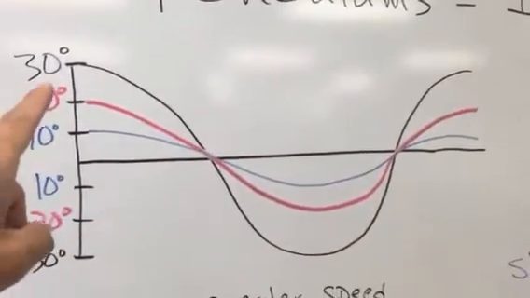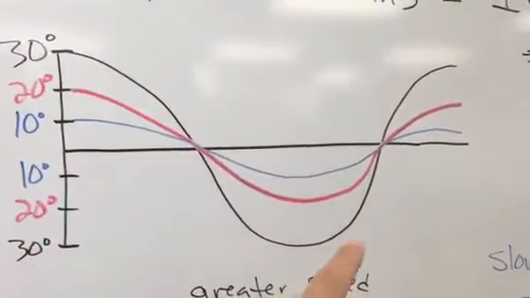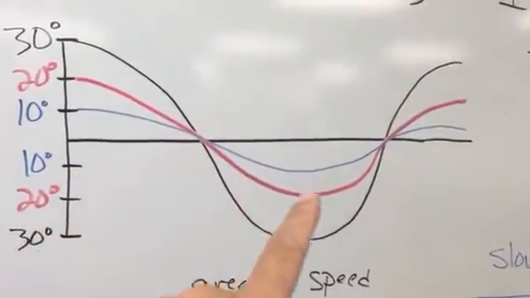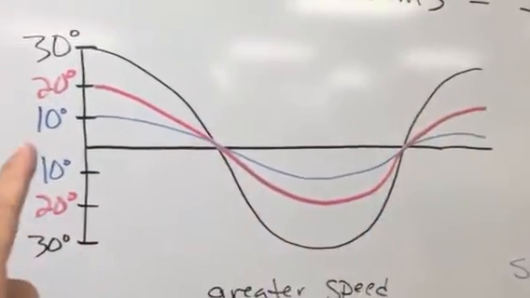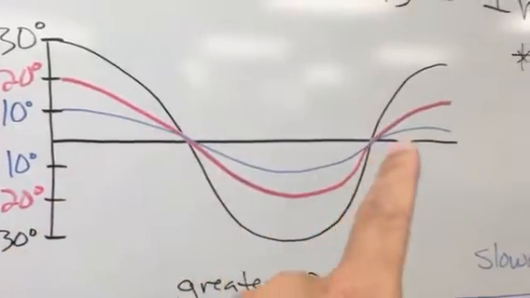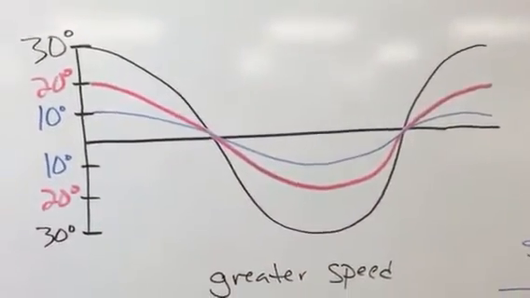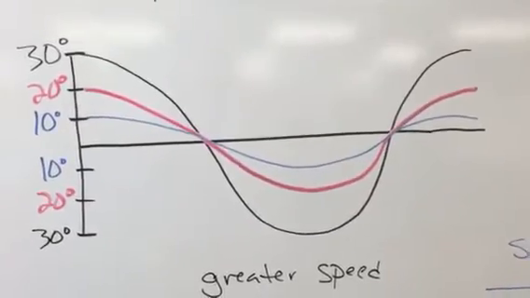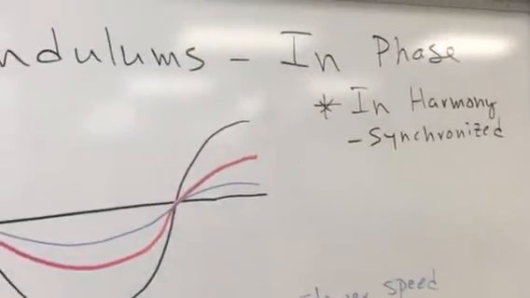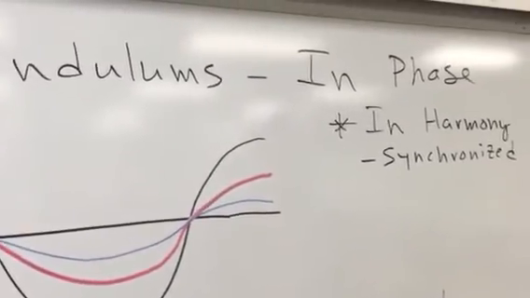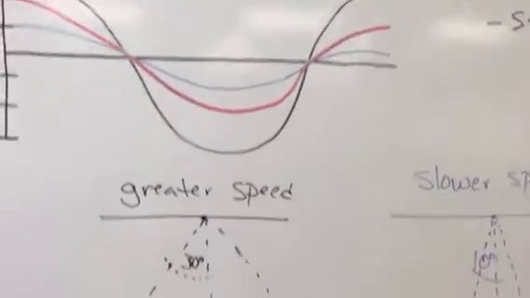So the 30-degree amplitude just travels further from the equilibrium point, whereas the 20-degree graph, you'll see, travels a little bit closer to equilibrium, and the 10-degree has a much smaller amplitude. And what we're able to compare here is that the amplitudes change, but the amplitude does not affect the period of the pendulum. When we talk about in phase, we're really talking about the two that are oscillating being synchronized. They are in harmony with one another.